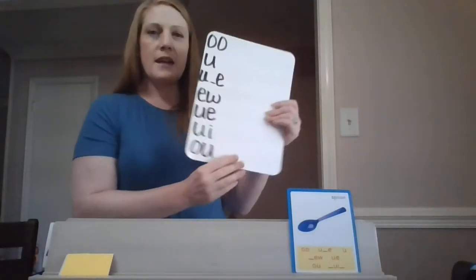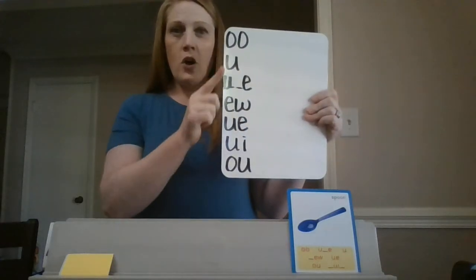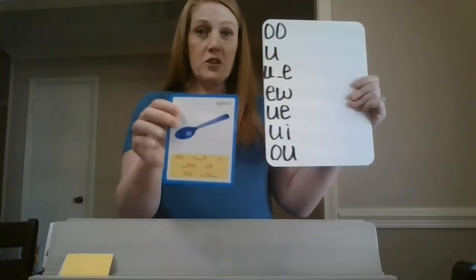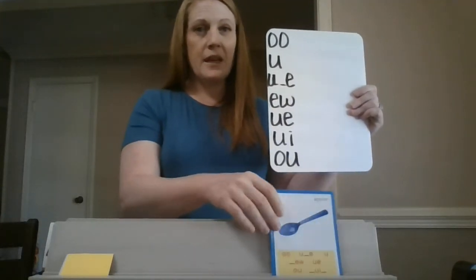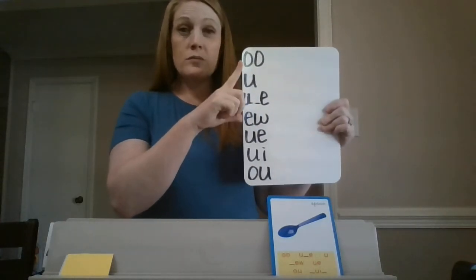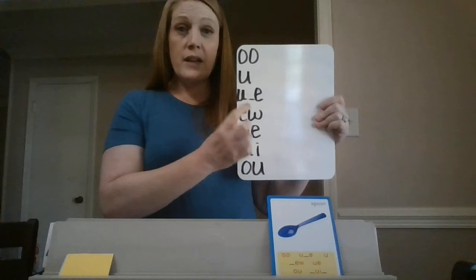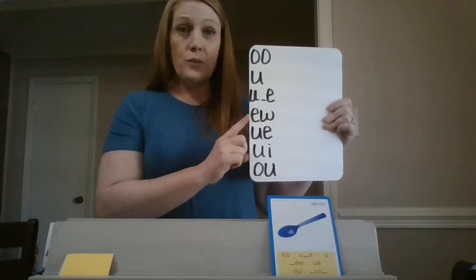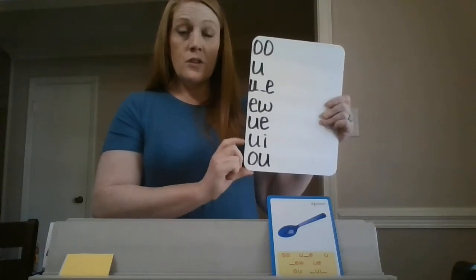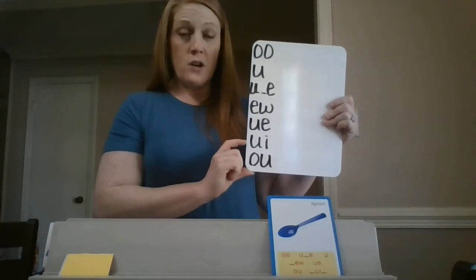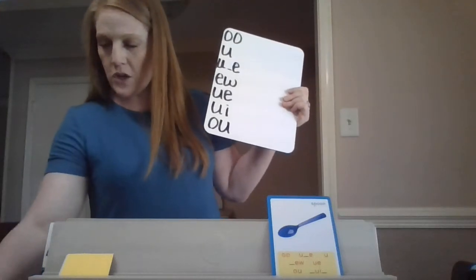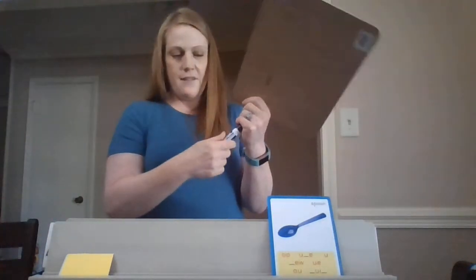Okay, so I've got my whiteboard here. It's a little bit bigger so that we can actually see the different spellings. Look at all the different ways that you can spell oo. All right, just like on our spoon card, it's just a little bit bigger. So we can spell oo with O-O, U by itself, U blank E. Remember that a consonant will go in the middle there. E-W, U-E, U-I, this one will come in the middle of a word, and O-U. Watch how I write some different words that have these spellings in them.